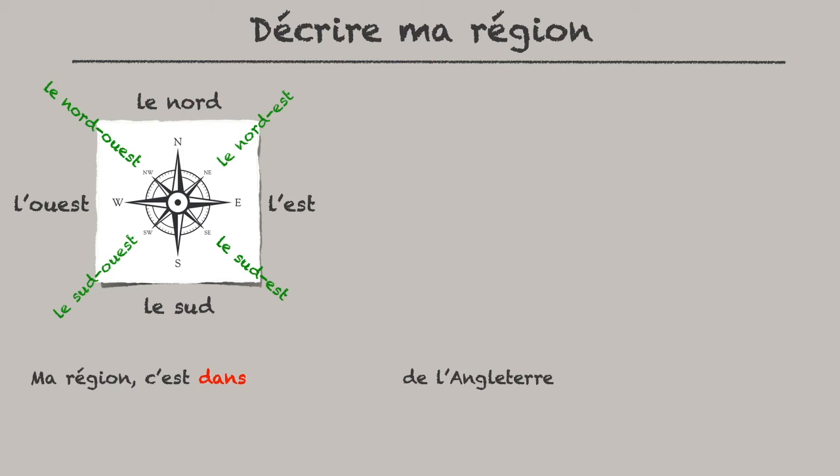So to put it into a sentence, you're going to say, ma région, c'est dans, my region, it's in, and then you're just going to use your compass point. So where are we? Ma région, c'est dans le sud-ouest de l'Angleterre. Ma région, c'est dans le sud-ouest de l'Angleterre. Just like that.